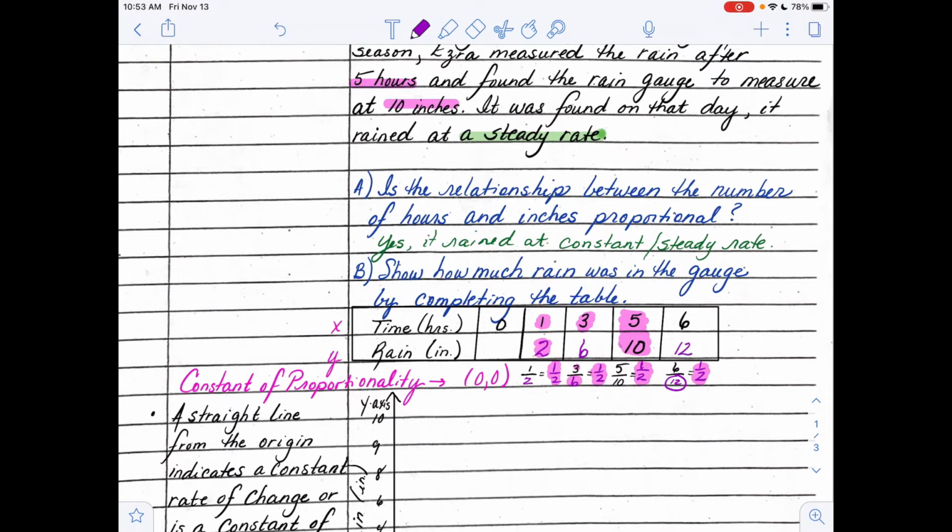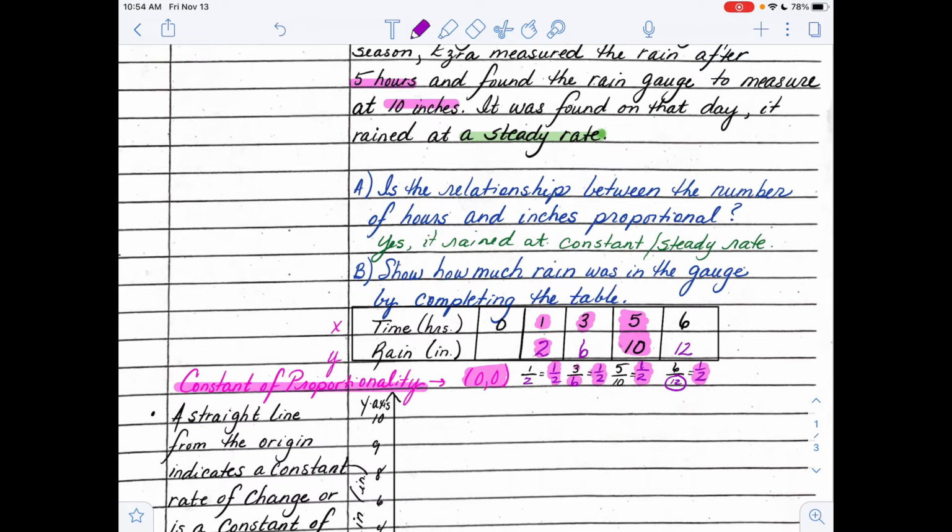Now, having a constant rate of change is definitely one of the necessities to be a constant of proportionality, a proportional relationship. But there's one other key part, and I put that right over here. To have a proportional relationship, you have to have a 0,0 point. So I think it makes sense. If I don't even start, no hours pass, how much rain have I collected if I haven't even spent any time collecting it?